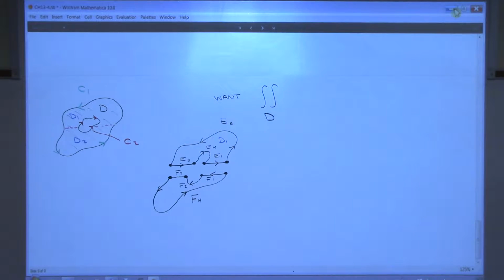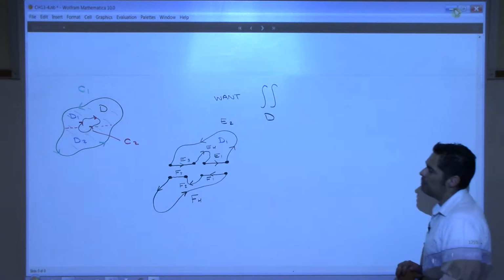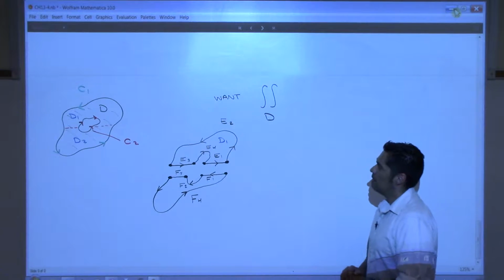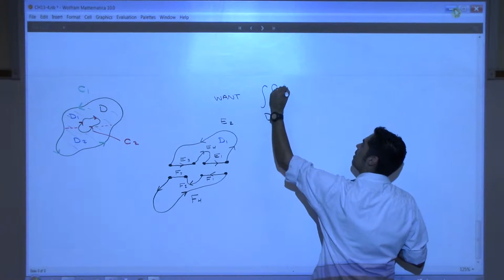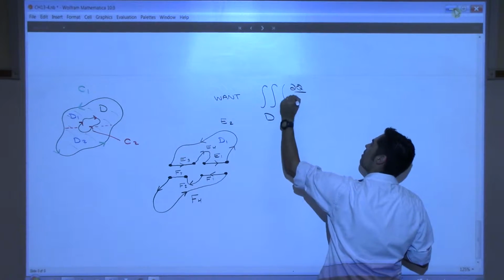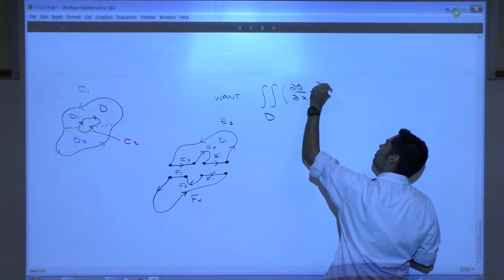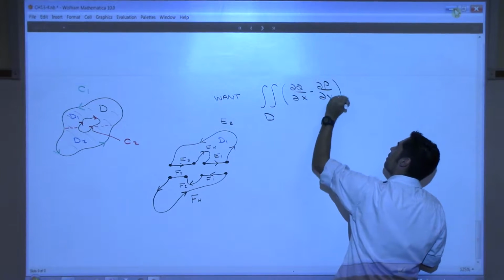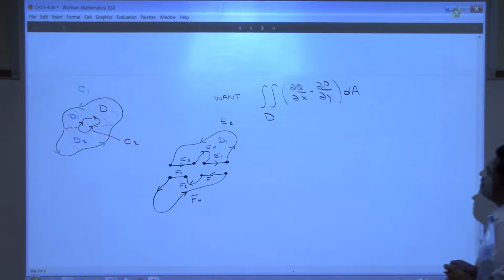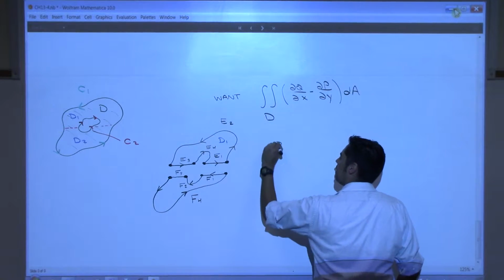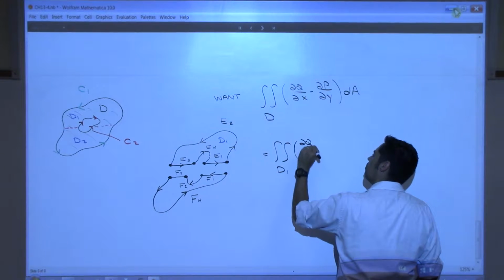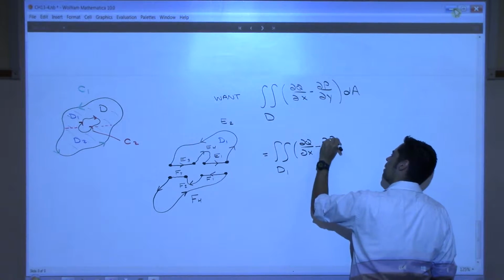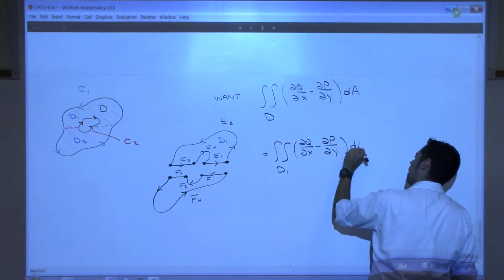All right. What I'm interested in is the double integral. I'm going to use Green's theorem here. The double integral over D, partial Q with respect to x minus partial P with respect to y. That look familiar? Yes? That should be equal to the double integral over D1 of the partial Q with respect to x minus partial P with respect to y dA, what?